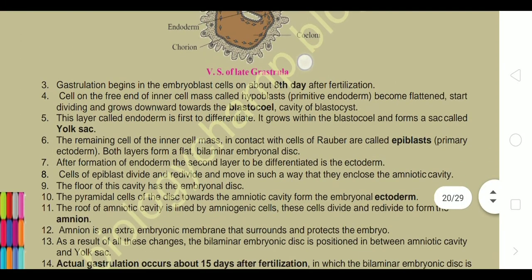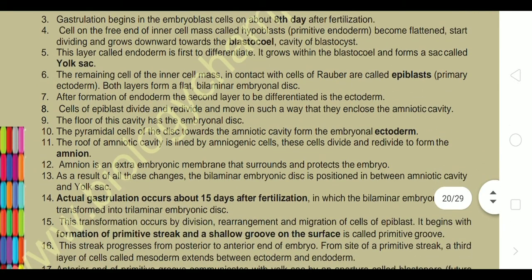Gastrulation begins in the embryoblast cells on about the 8th day after fertilization. Cells on the free end of the inner cell mass are called hypoblast. These hypoblasts, which are primitive endoderm, become flattened, start dividing and grow downwards towards the blastocoele, that is the cavity of the blastocyst. This layer, called endoderm, is the first to differentiate and grows within the blastocoele, forming a cavity, a sac, which is called the yolk sac.